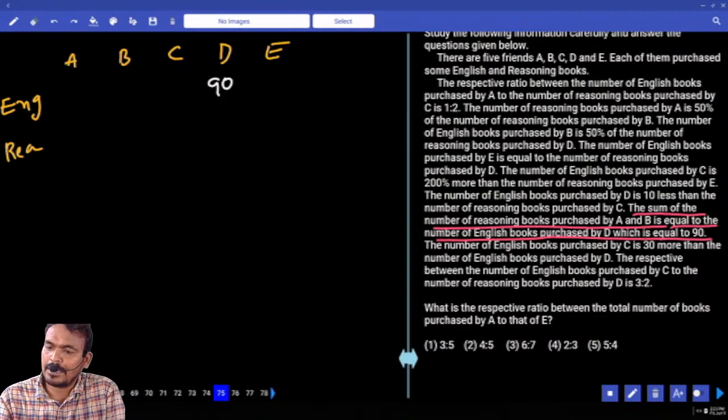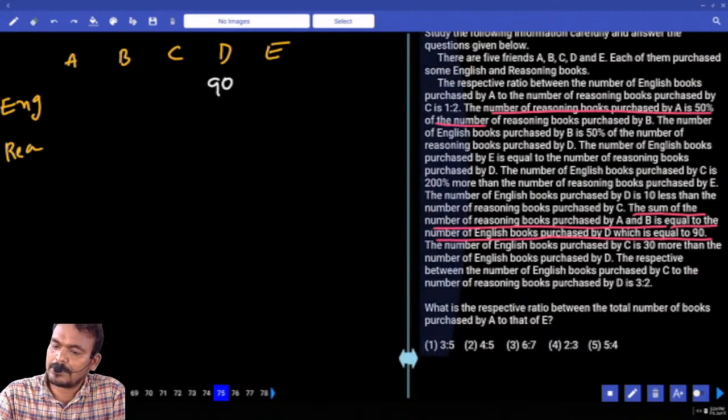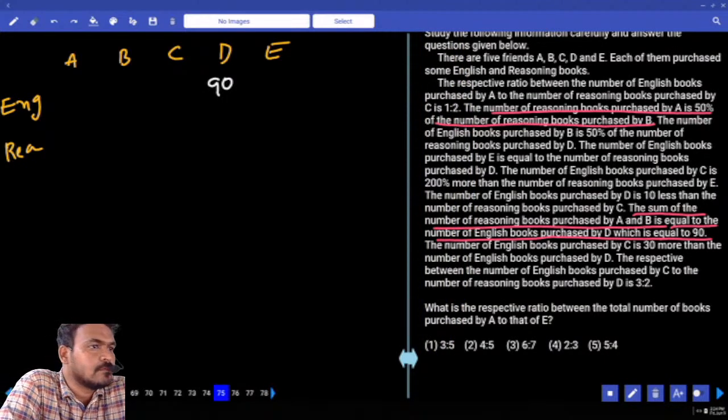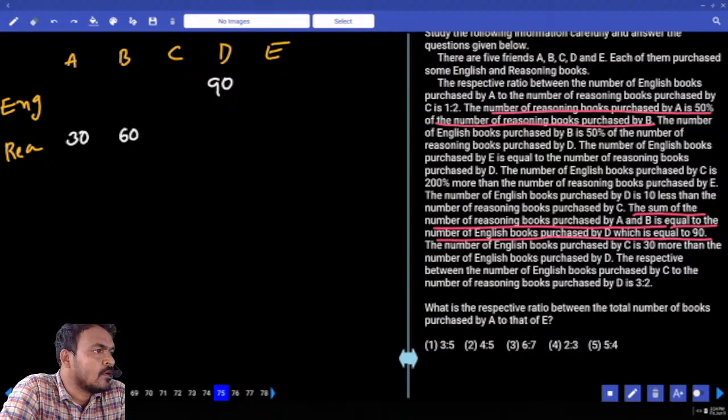And what is the first line? The number of reasoning books purchased by A is 50% of the reasoning books purchased by B. Means A is 1 part, B is 2 parts. Total how many parts? 3 parts. The 3 parts equal to how much? 90. Every 1 part, 30. Means A reasoning is 30. B reasoning is 60. Okay. Next.